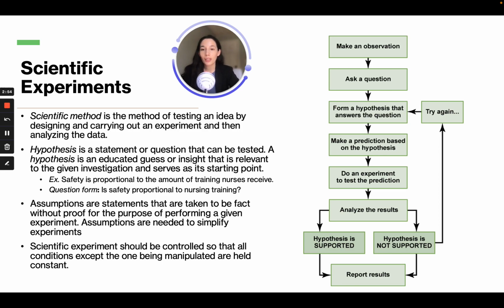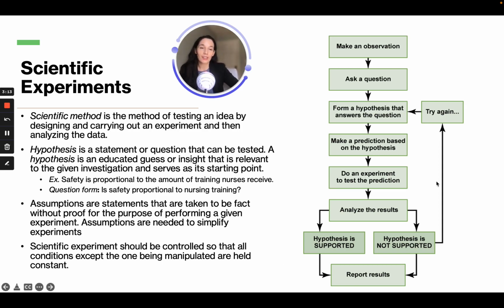Assumptions are statements that are taken to be fact without proof or purpose of performing a given experiment. Assumptions are needed to simplify experiments. Scientific experiments should be controlled so that all conditions except the one being manipulated are held constant.